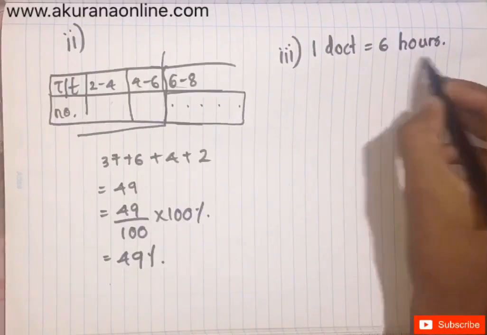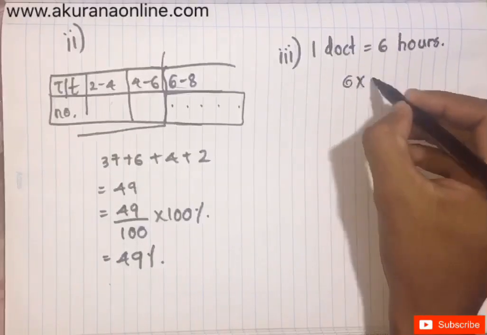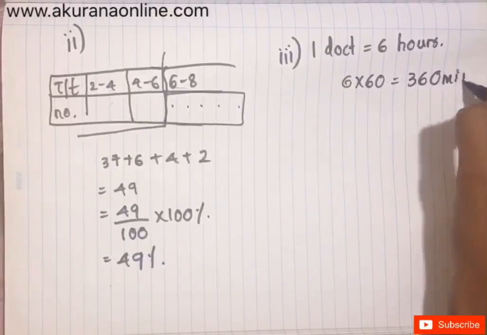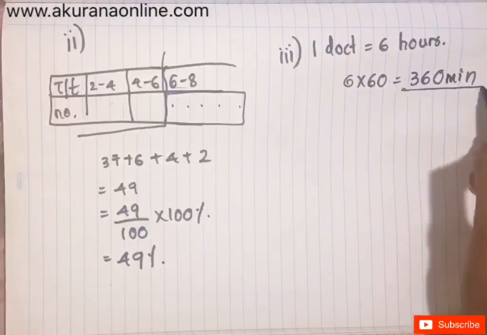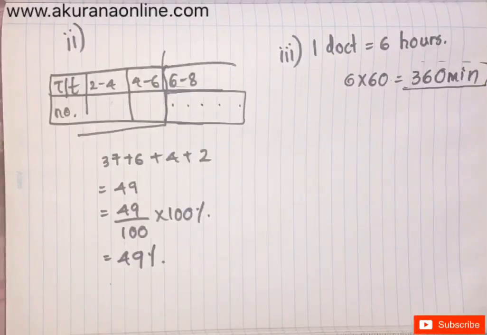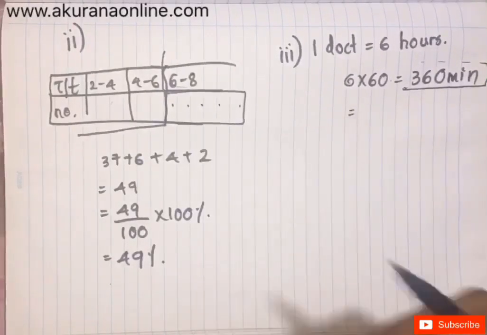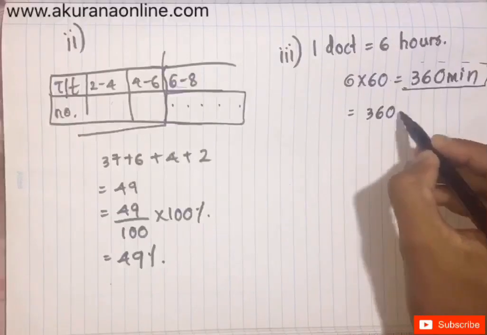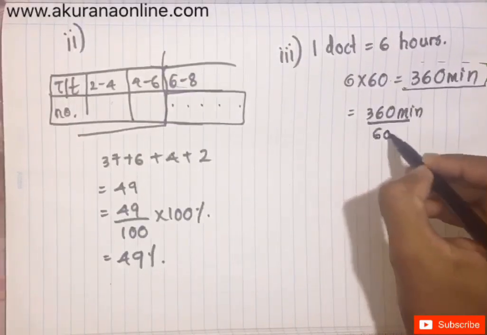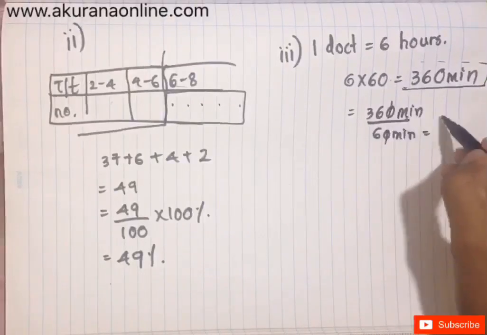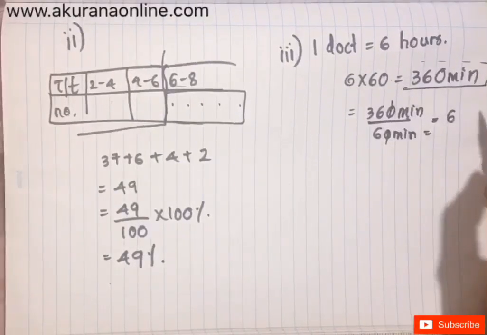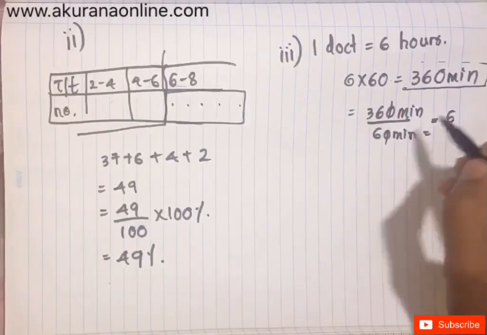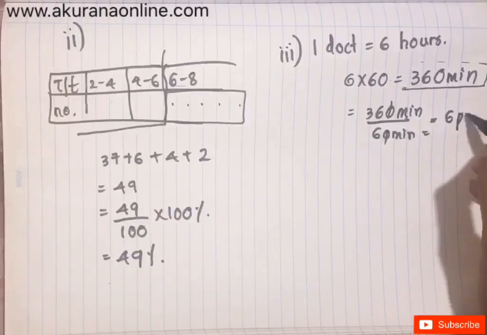Now one doctor, if it is given in hours, let us convert to minutes. 6 multiplied by 60. That is equal to 360 minutes. A doctor spends altogether 360 minutes per day. Now one patient will take how many minutes? He takes the mean minute, that is equal to 6 minutes. Therefore you have to divide 360 minutes by 60 minutes. The answer you get is how much? 6. Is it 6? Yeah, 6. He can examine altogether 6 patients.